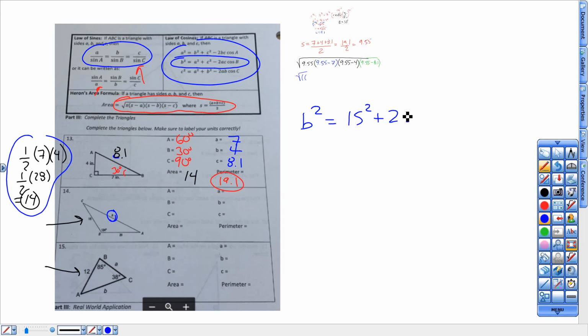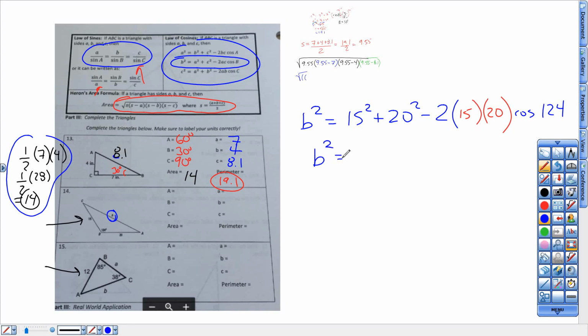20 squared. And then minus 2 times a, c again. So a and c are 15 and 20. And then, of course, I do cosine of that. Is that 124 right there? And then once I get that big old mess, I have to square root that to get b.